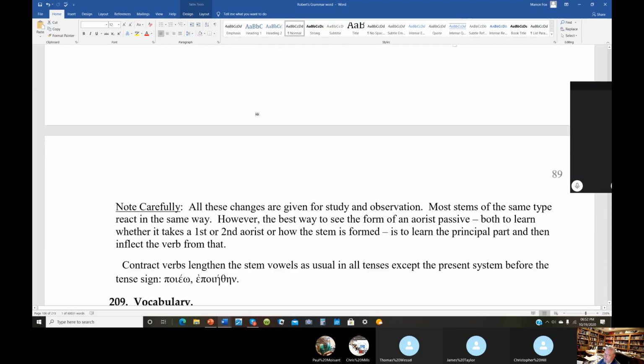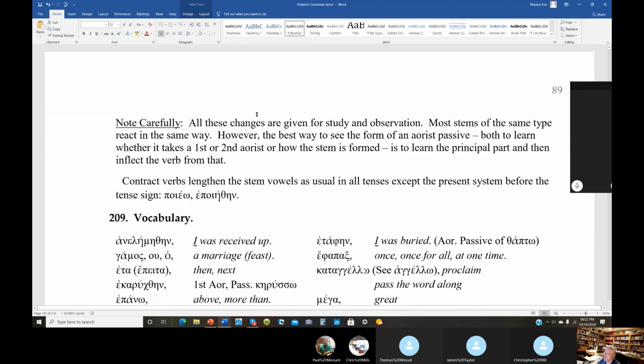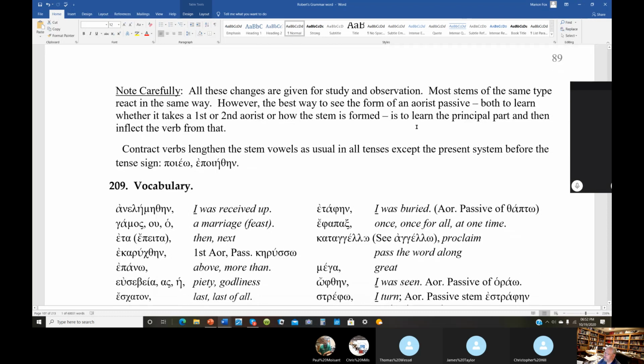All right. All these changes are good for studying. Most stems are the same type, react in the same way.